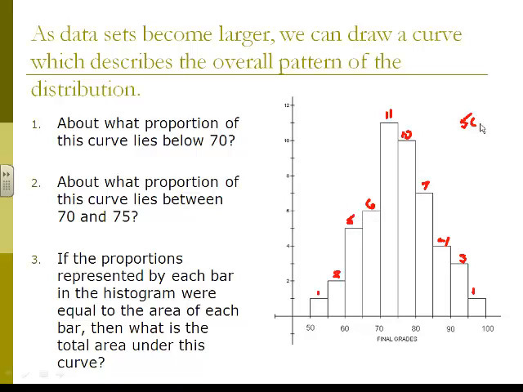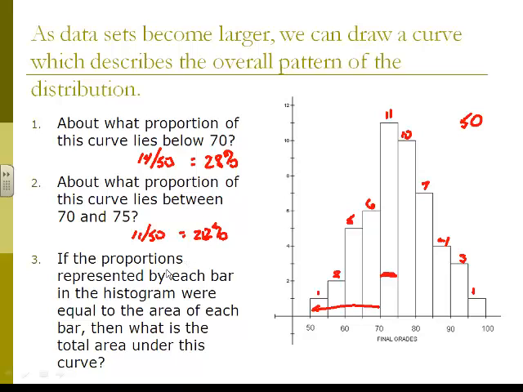So the question is, what proportion of this curve lies below 70? You would take a look and go from 70 on down. So that proportion would be 6 and 5 is 11, 12, 14 out of 50. Alright, so 14 out of 50, which is 28%. What proportion of the curve is between 70 and 75? That would be this group right here. So that's 11 out of 50, and that equals 22%.